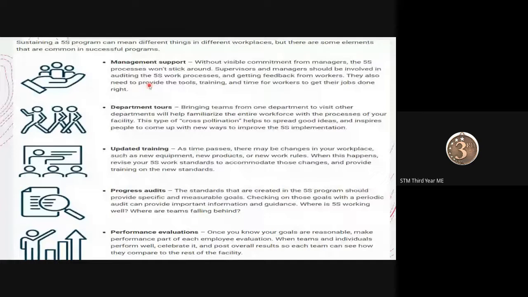Next is department tools. So what is coming under department tools? So we'll look at that. Bringing teams from one department to visit other departments will help familiarize the entire workforce with the processes of your facility. This type of cross pollination helps to spread good ideas and inspire people to come up with new ways to improve the 5S implementation.